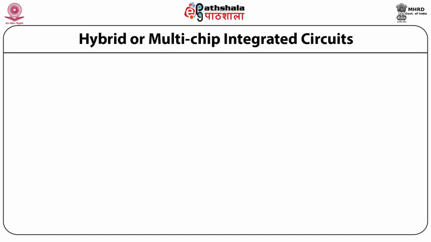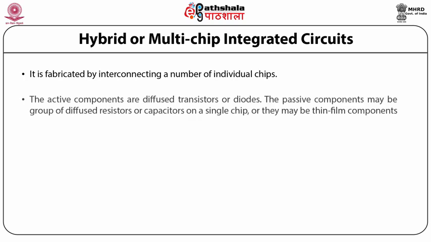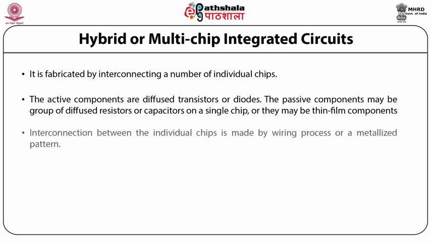Hybrid or multi-chip integrated circuits are fabricated by interconnecting a number of individual chips. The active components are diffused transistors or diodes. The passive components may be a group of diffused resistors or capacitors on a single chip, or they may be thin film components. Interconnection between the individual chips is made by a wiring process or a metallized pattern.